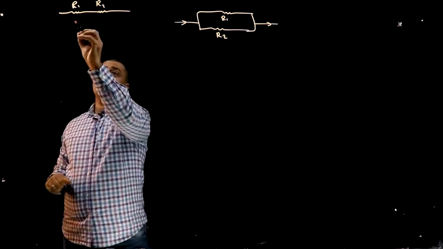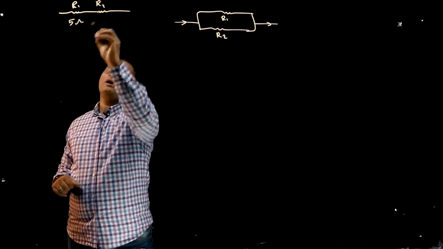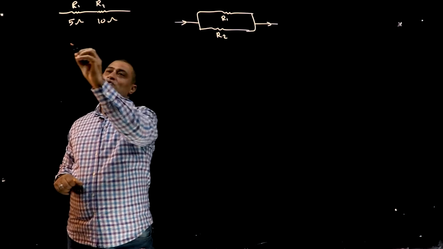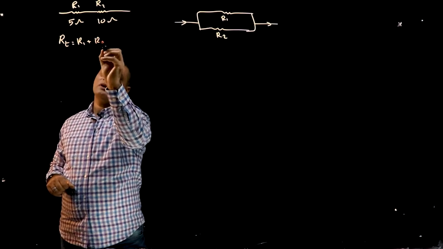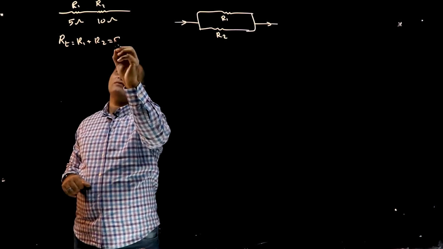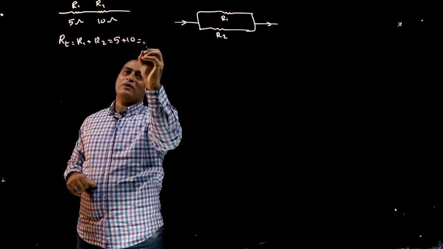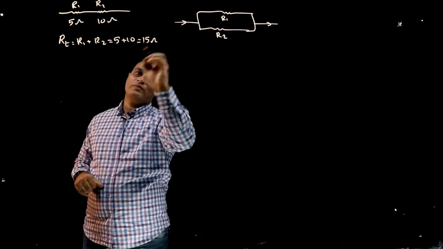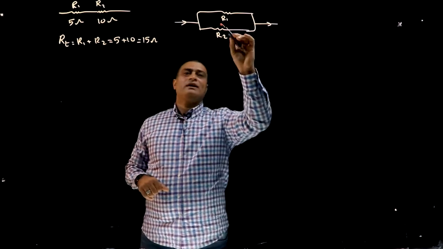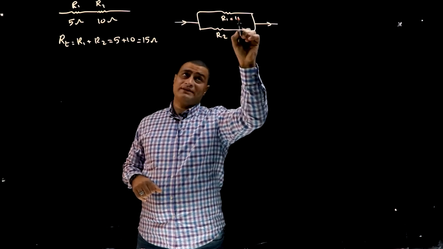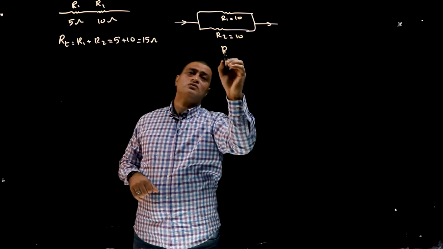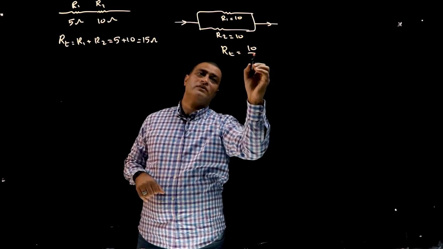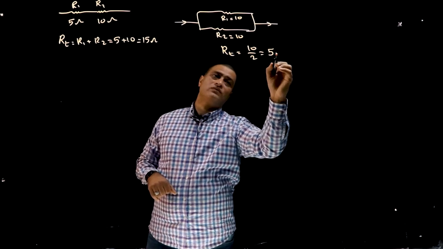طيب say R1 equals 5 ohm, R2 10 ohm. So R total equals R1 plus R2, which equals 5 plus 10 equals 15 ohm. هنا لو R1 equals 10, R2 equals 10, so R total equals 10 divided 2, which equals 5 ohm.